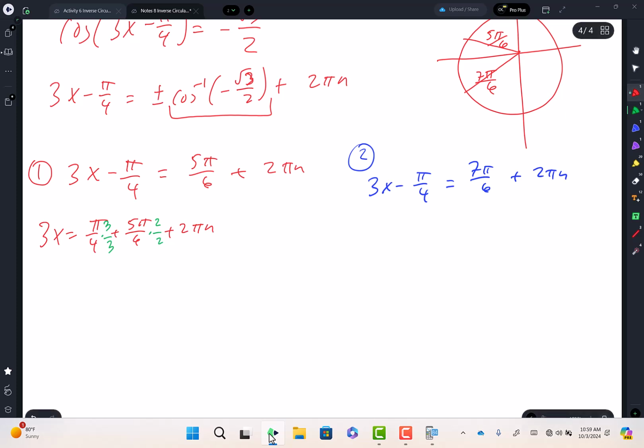3x equals 3 pi over 12 plus 10 pi over 12 plus 2 pi n. What's up, Lowry? No, please ask me. Okay, where did I lose you?